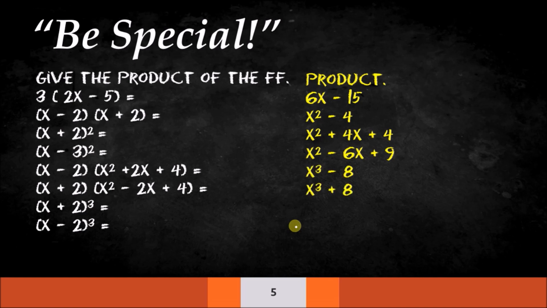We have x cubed plus 8. We have x cubed plus 6x squared plus 12x plus 8. And we also have x cubed minus 6x squared plus 12x minus 8. Kung marami kang nasagutan dyan, very good. Kung hindi naman, okay lang.